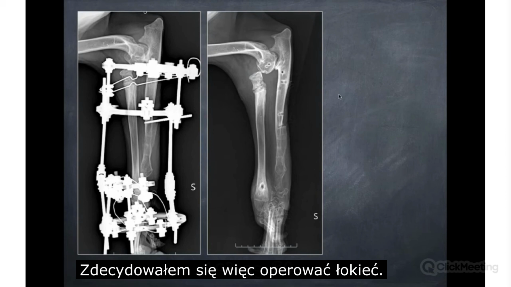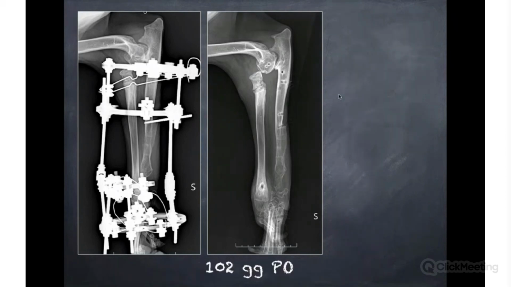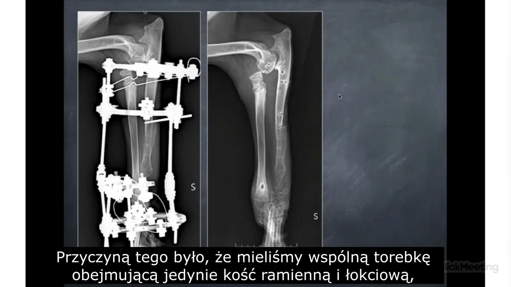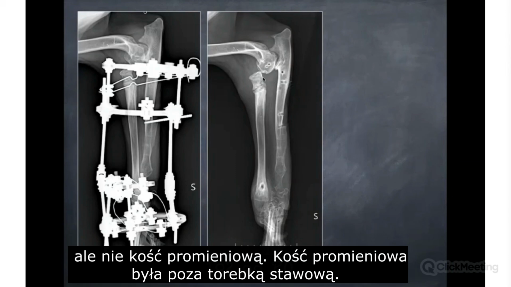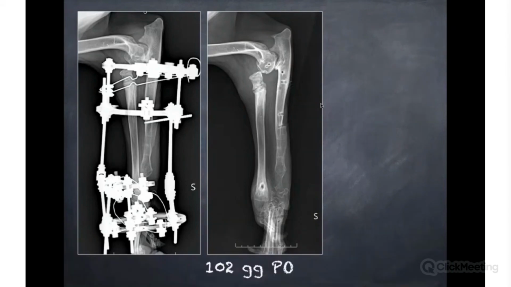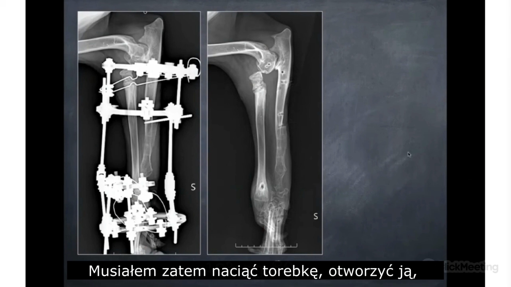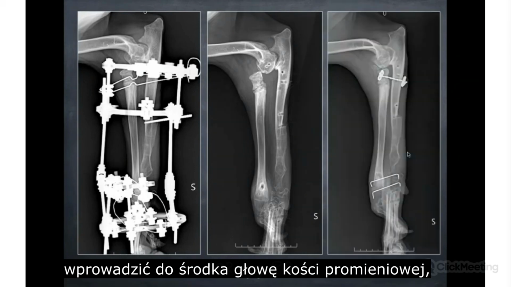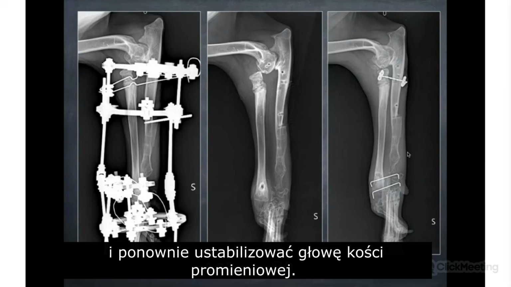So I decided to operate the elbow. And I realized why we were not able to put the radial head back in its position. The reason was that we had a joint capsule that was including just the humerus and the ulna, but not the radius. The radius was outside the joint capsule. So I had to incise the joint capsule, open it, bring the radial head inside it, and stabilize the radial head again.